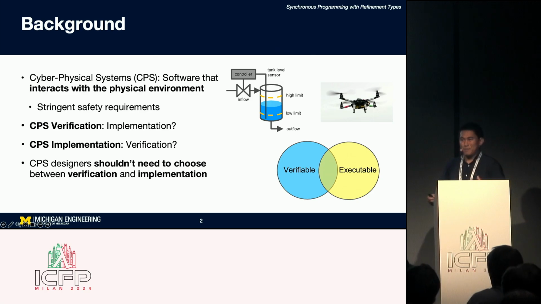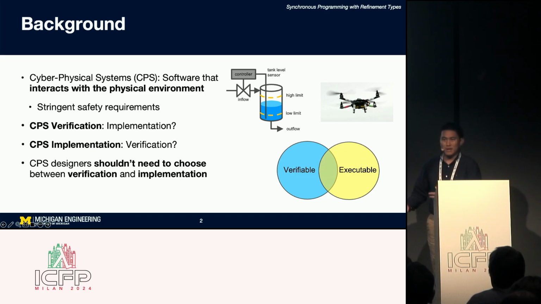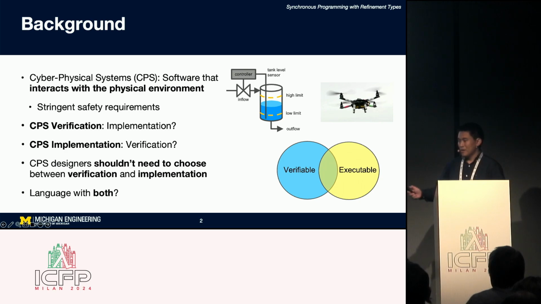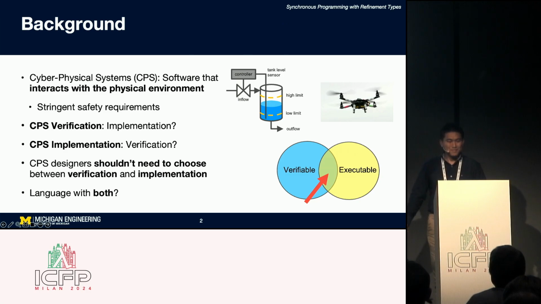And so there's kind of a gap here, and we don't think that CPS designers should need to choose between a tool that allows for verification or a tool that allows for implementation. So why can't we have both of them? Why can't we be in the center of this Venn diagram here?